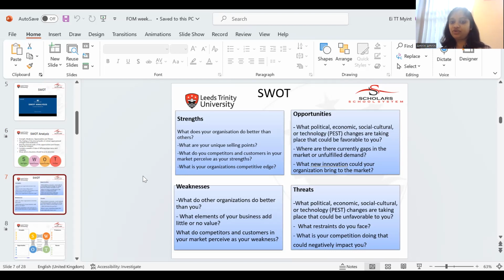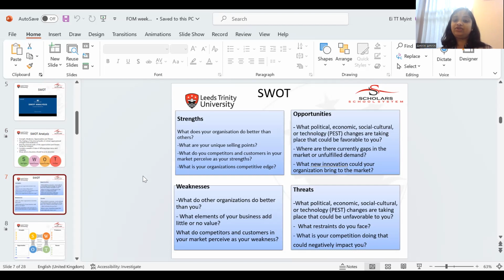And when it comes to opportunity, what political, economic, social, cultural, or technological changes are taking place that could be favorable to you? And this is another analysis called PEST analysis that will help you to check the opportunities outside in the market, outside, what is going on.